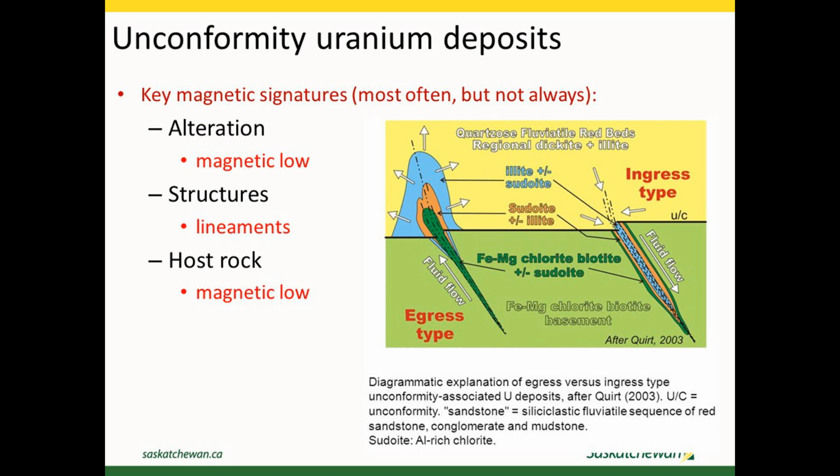We have the alteration zone, which is usually associated with a low mag zone. We have these structures. The structures can be extracted from magnetic data when they break the magnetic features. And also host rocks, which are normally pelitic, with the sedimentary rocks, and they're usually associated with a mag-low zone, the Athabasca Basin. But these features are most often, but not always, true for all the deposits in the basin.